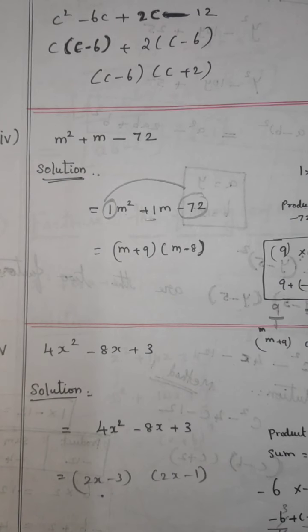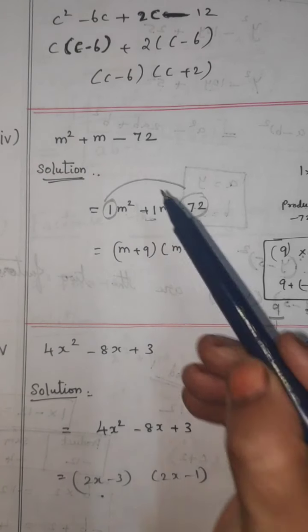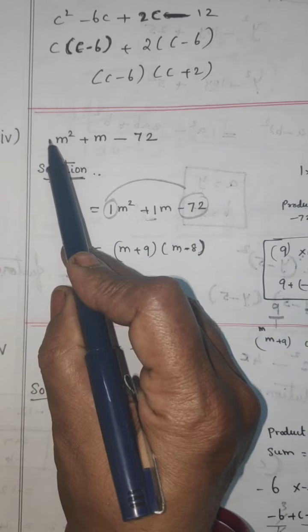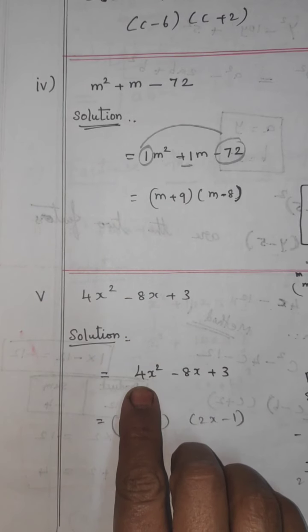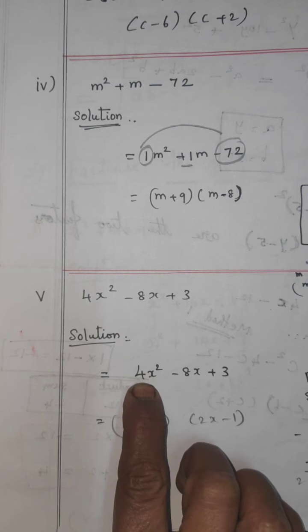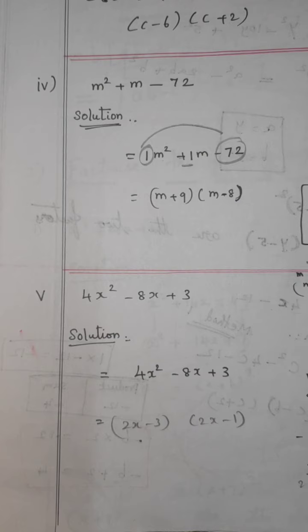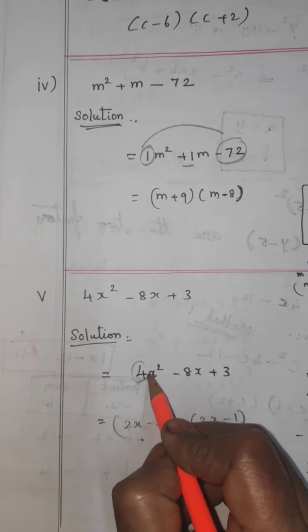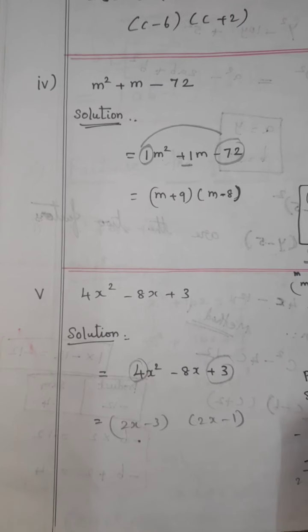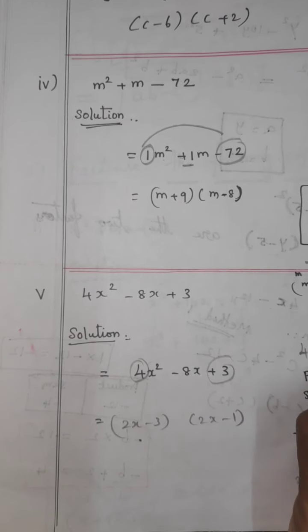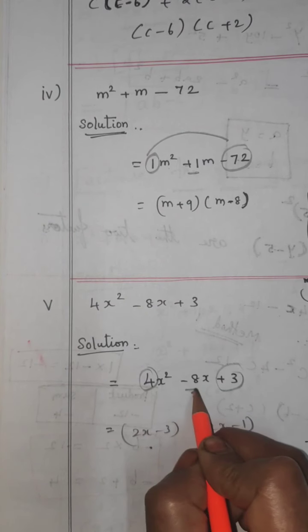Next question, 4x squared minus 8x plus 3. Before the sums, you see there, near this variable there is no number, so you write 1. Here you see the variable has a number nearby. Okay, 4x squared minus 8x plus 3. So take the numbers. What is the number? 4 here, plus 3. 4 threes are 12. Plus 12. 4 into plus 3 equal to what is the answer? Plus 12. Sum of the numbers.